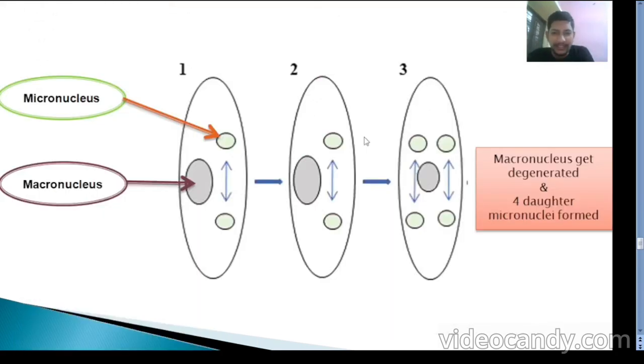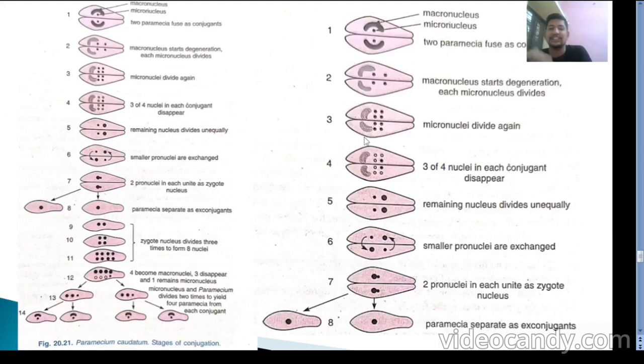So this is the same thing as in the previous slide. Four daughter micronuclei formed and the macronucleus gets degenerated. Now out of four, three of the micronuclei will disappear in each conjugant. You can see that out of four, three will disappear. And now how many remain? Only one functional micronucleus will remain in each conjugant.